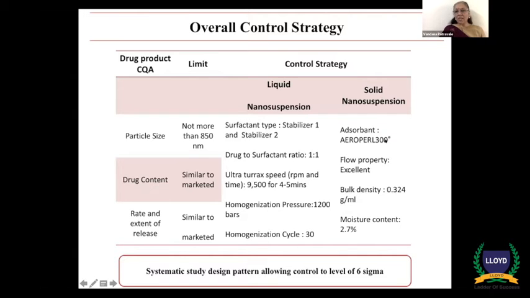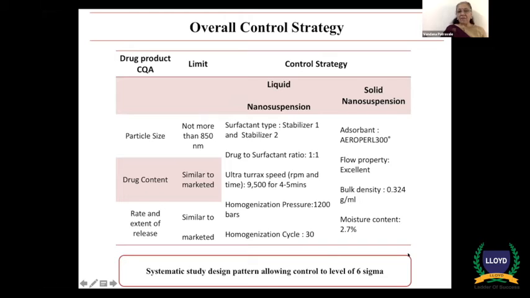As far as solid nanosuspension is concerned, we have used this adsorbent, Aeropearl. Bulk density is 0.3, so easily it can be filled in capsules. Moisture content also is under control. So in a nutshell, we are saying that this particular design pattern is allowing us to control all the parameters to the level of 6 sigma.